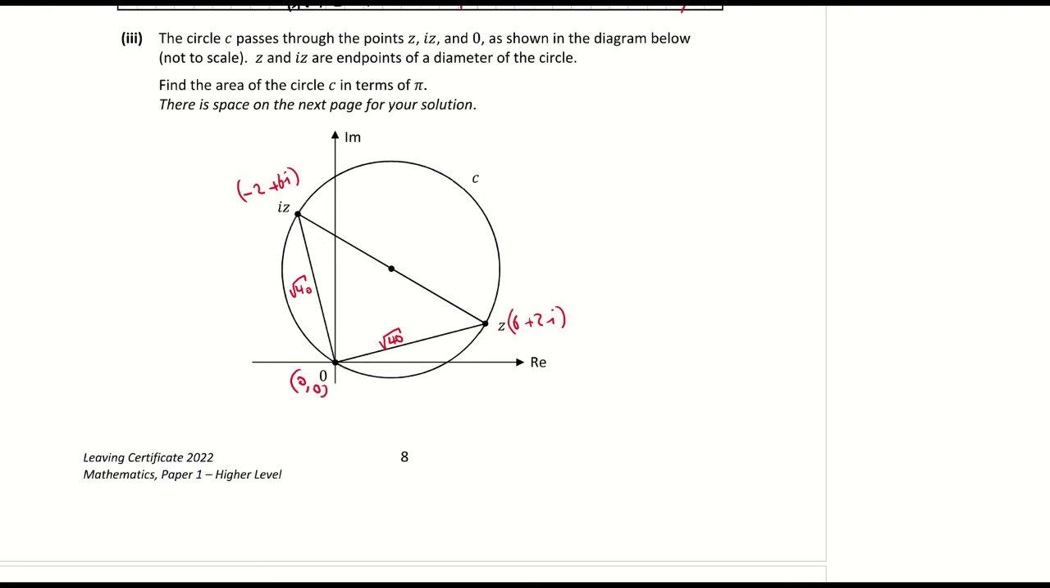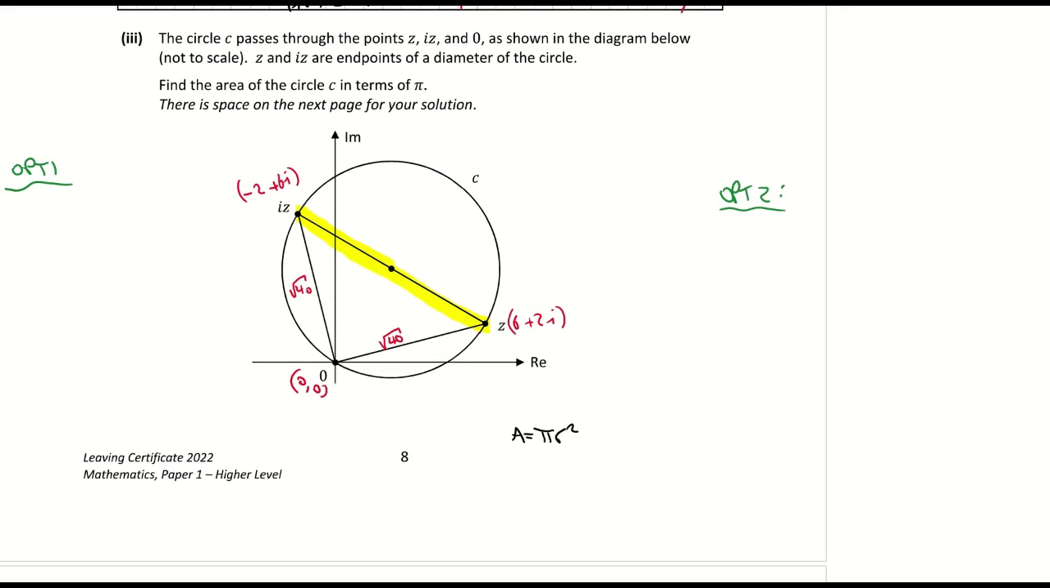Now there's two ways we can work out the area of the circle. In order to find the area of a circle, first of all, we need to get the radius, because the formula for the area of a circle is pi r squared. So to get the radius, there's two ways of doing it. I'm going to do option 1 over here and option 2 on this side. Option 1 is simply to get the distance from the two coordinates, z and iz, and then halve that distance to get the radius, because I'm getting the diameter here.